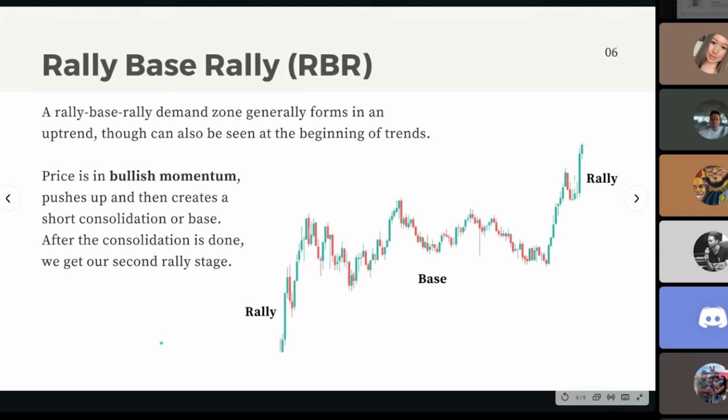So rally-base-rally is one, meaning if you're looking at the drawing here, there's a rally, meaning the stock is going up. Then there's a base in the middle.